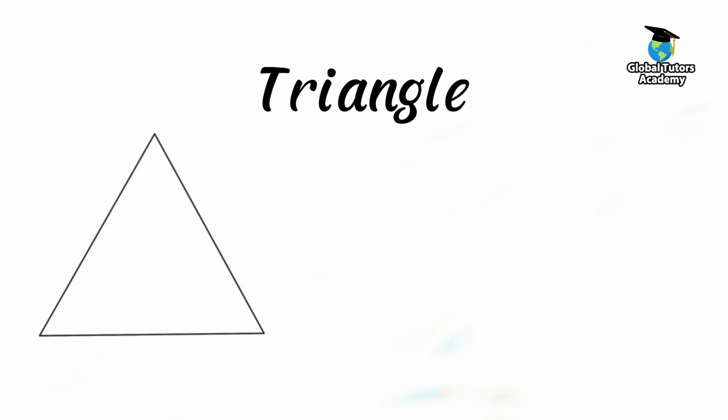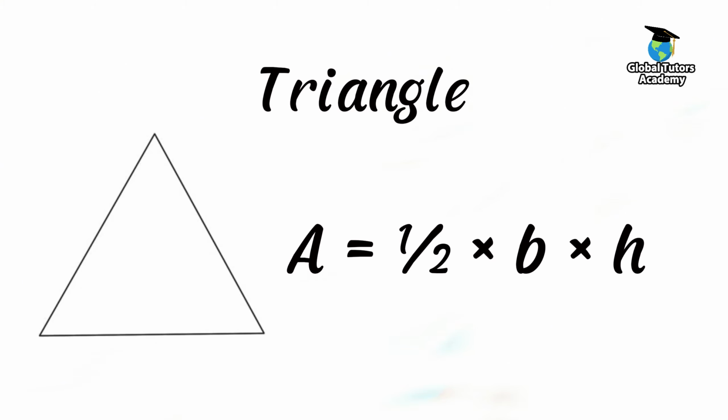The triangle. It's just half of a rectangle, so the formula makes sense. You take the base, multiply by the height, then divide by 2. That gives you the space inside any triangle.